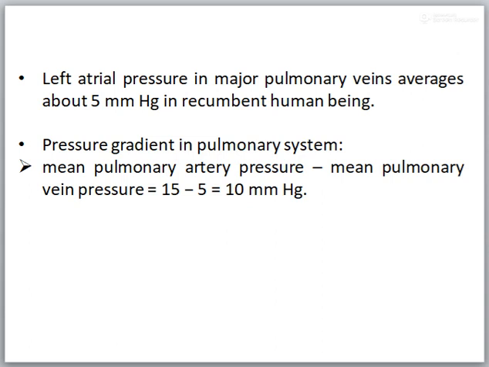Left atrial pressure. In the major pulmonary vein it averages about 5 mmHg in the recumbent position. Therefore, the pressure gradient in the pulmonary system is the mean pulmonary artery pressure minus the mean pulmonary vein pressure. It is equal to 15 minus 5, equal to 10 mmHg, compared with 120 mmHg in the systemic circulation.